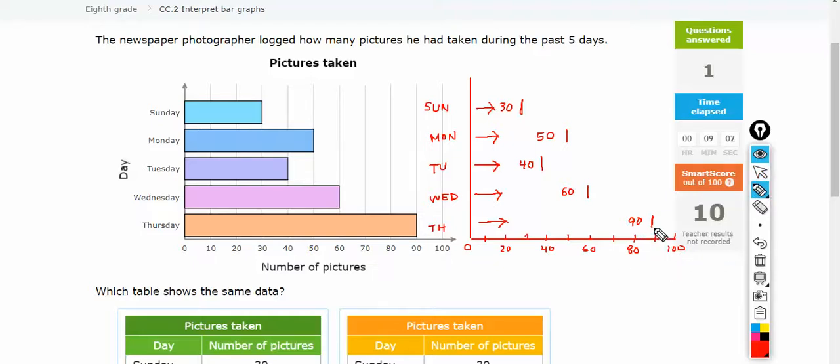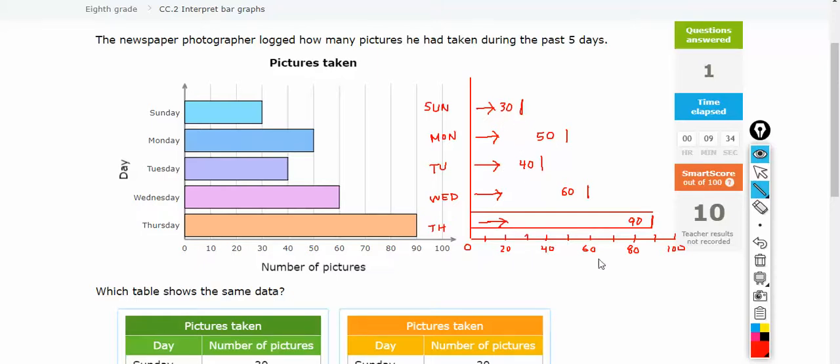You could get a protractor if you wanted and draw the whole bar out, something like this. You could do all that, but that's not necessary. You just want to get the general idea that on Thursday they took 90 pictures, Wednesday they took 60 pictures. Tuesday 40, Monday 50, and Sunday 30.